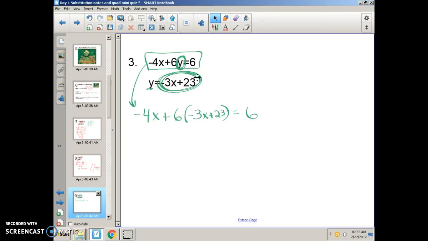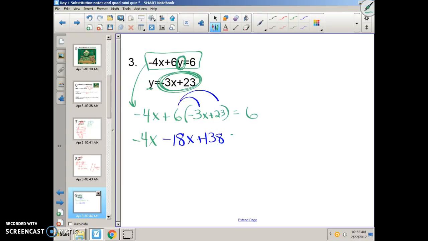Some of you guys have already figured out what our first step is. We have to do what with the 6? We have to distribute it. 6 times negative 3x is negative 18x. 6 times 23 is 138. And then remember that everything else gets dropped down. So there's still negative 4x, still equals 6. But now I have x in numbers. I can solve for x by itself.